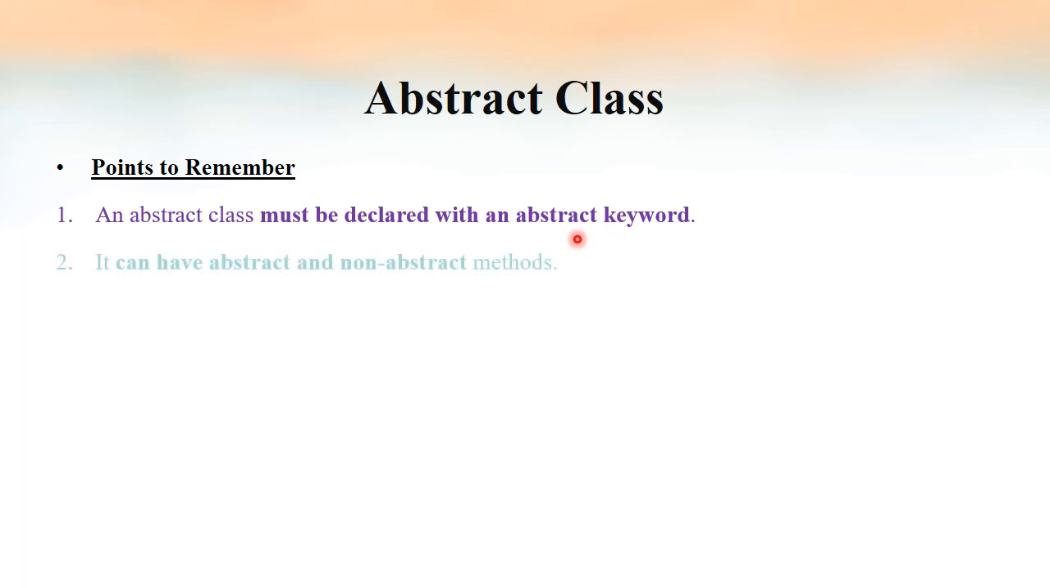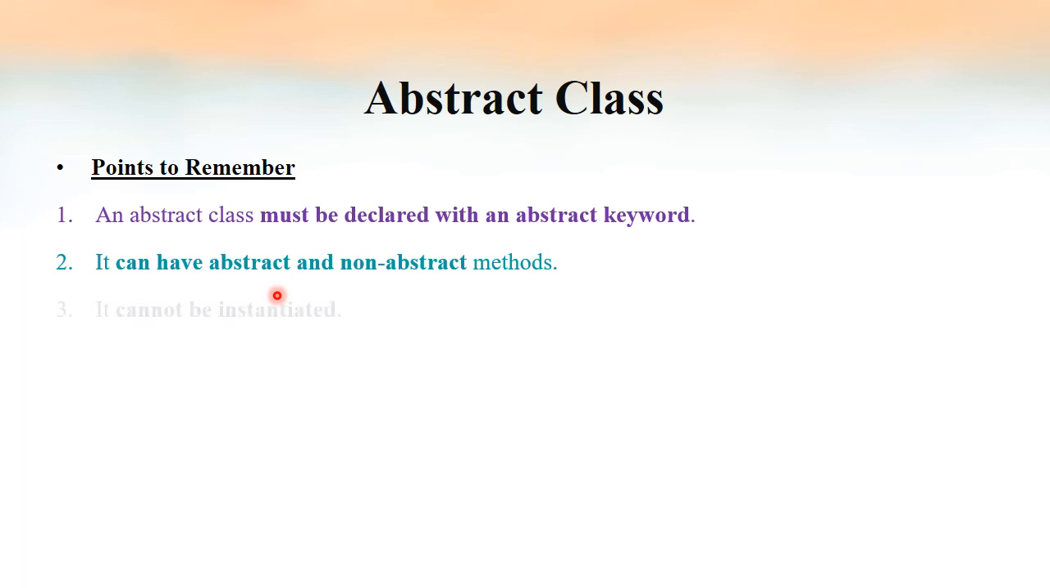Second point to remember is it can have abstract methods as well as non-abstract methods. Now we know what is an abstract method and non-abstract methods. So an abstract class can contain both abstract as well as non-abstract. It can. That means it's not compulsory to have non-abstract methods. An abstract class can contain only abstract methods, and it may contain so many abstract methods and just one non-abstract method. That's also possible. Okay, but generally when we declare a class as abstract, there will be at least one abstract method in that. Okay, that's second point to remember.